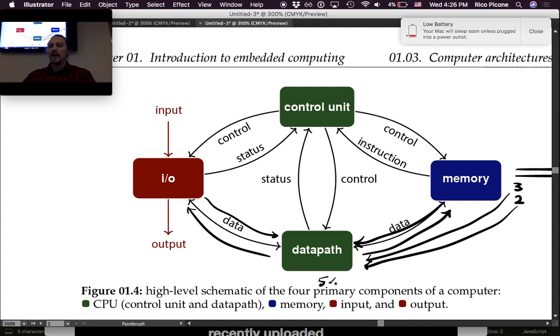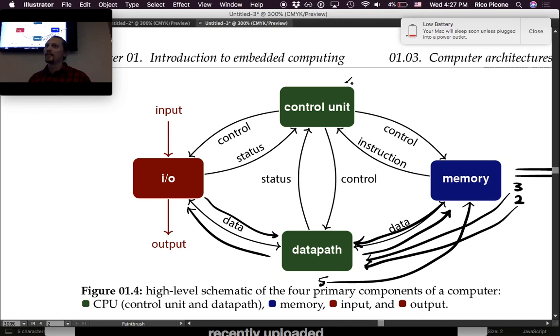Usually that's going to go back to memory then. Write it back to memory. So write 5 back to memory. And then maybe it's going to do something with that result too. So the control unit's just sitting up there telling it: memory, this number, go to data path; okay, send that to I/O, send it back to memory.